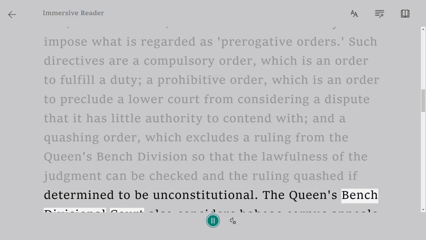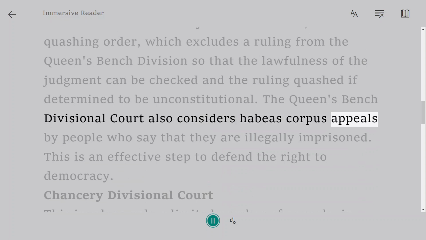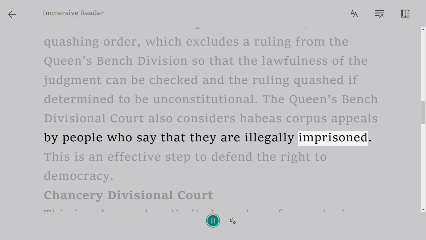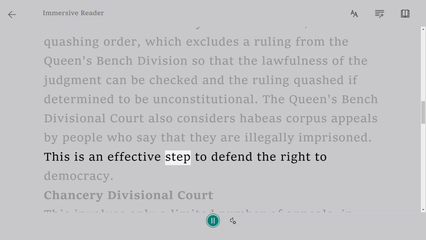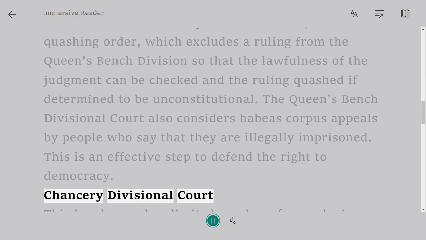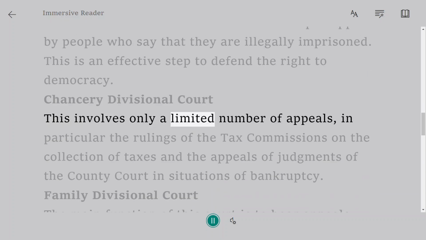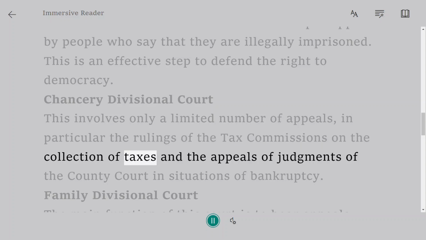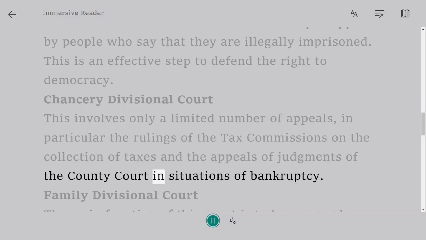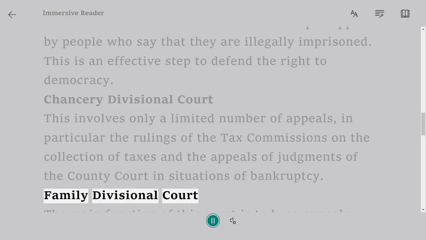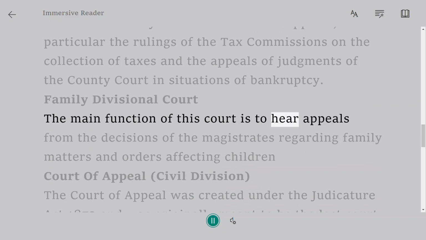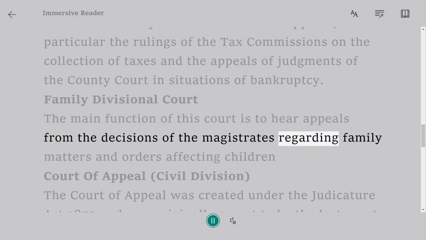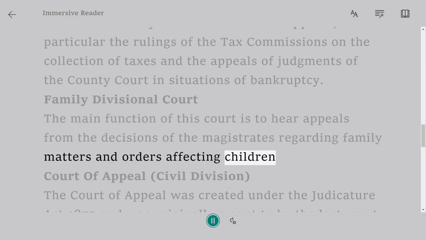The Queen's Bench Divisional Court also considers habeas corpus appeals by people who say that they are illegally imprisoned. This is an effective step to defend the right to democracy. Chancery Divisional Court. This involves only a limited number of appeals, in particular the rulings of the tax commissions on the collection of taxes and the appeals of judgments of the county court in situations of bankruptcy. Family Divisional Court. The main function of this court is to hear appeals from the decisions of the magistrates regarding family matters and orders affecting children.